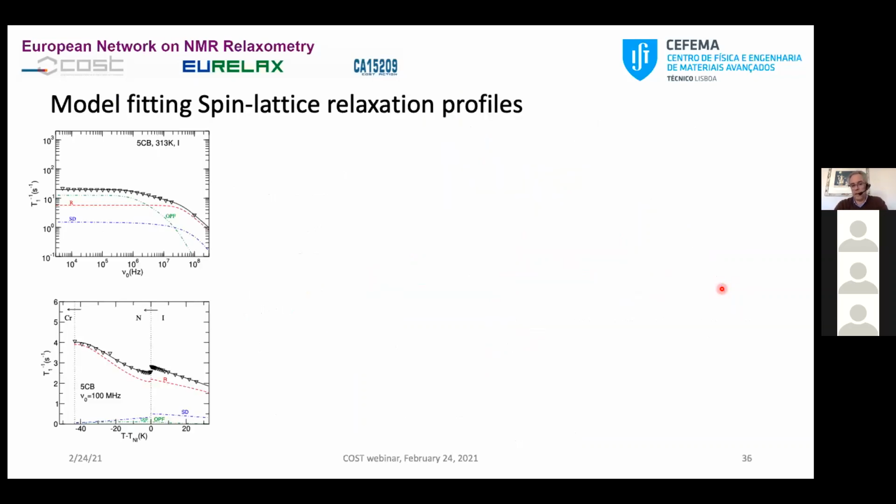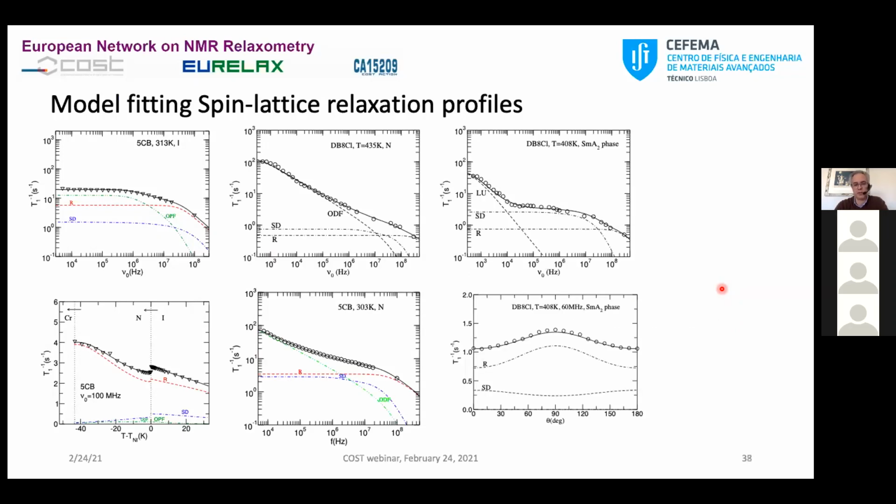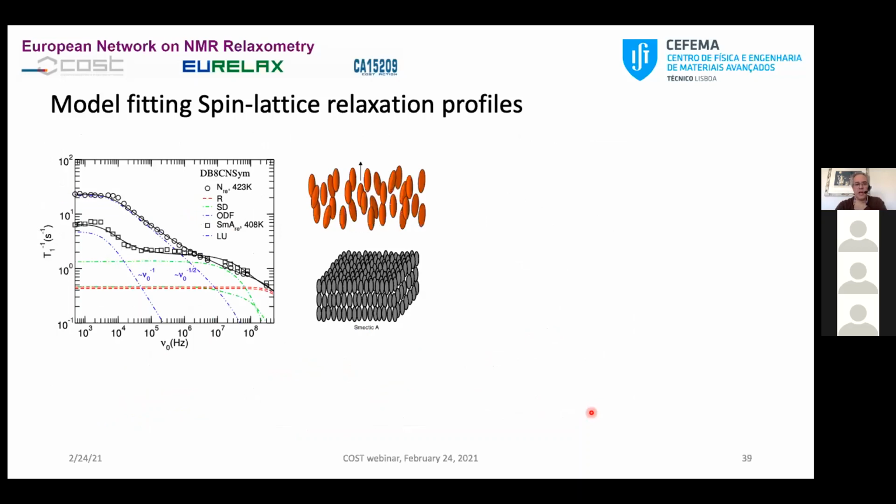Okay, so over the last 30 years, since 1988 and even before, we came a long way, and it's possible to nicely fit and interpret all the relaxation rate for these systems, including the phase transitions and all the details around the phase transition. Explain how the relaxation rate will change with the angle of alignment of the sample in the magnetic field. So all these features have been explained.